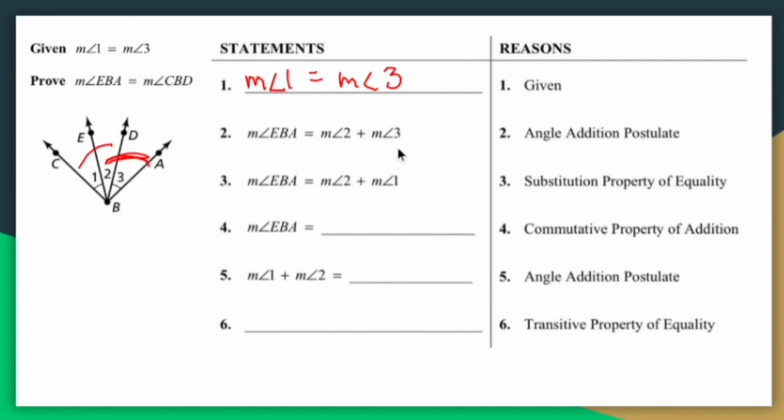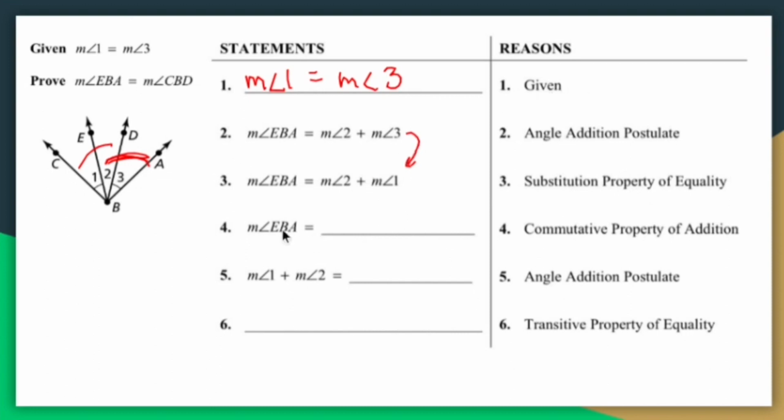How do I know that? Well, angle 3 is angle 1 because we said that up here. So if 3 is 1, then my reason for turning 3 into 1 is because 3 is 1. That's the substitution property of equality. So we've seen that before. They could have made this problem a little bit more difficult and made me guess that, but I'm not going to complain.